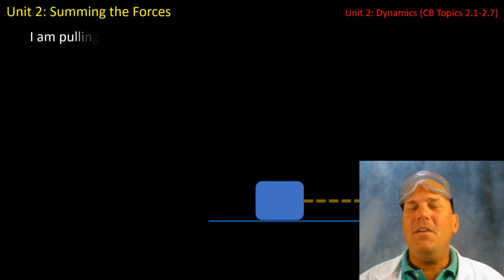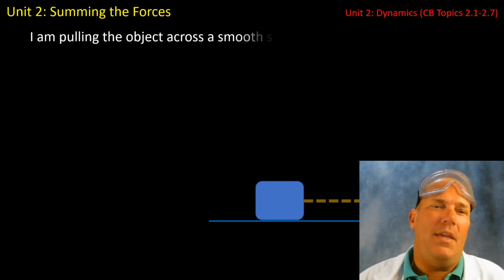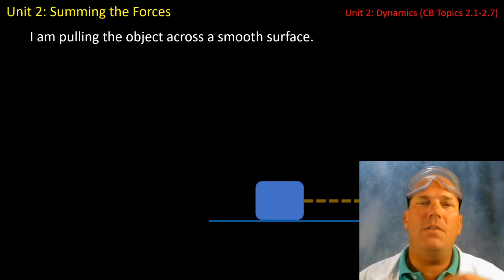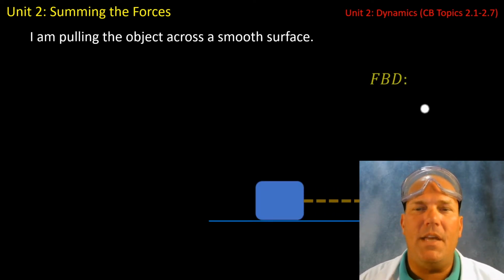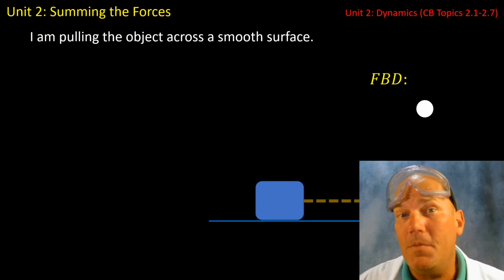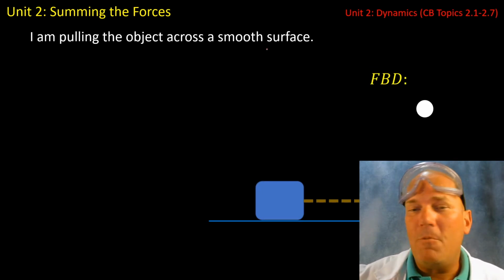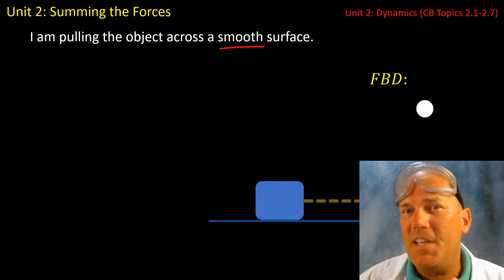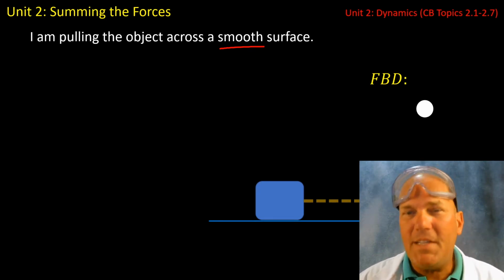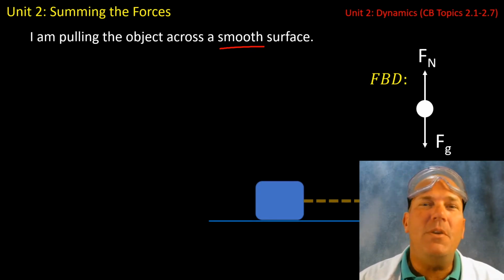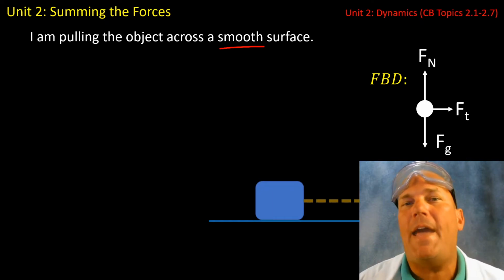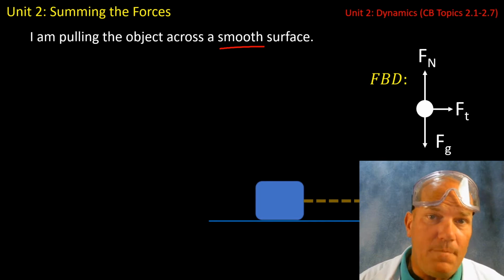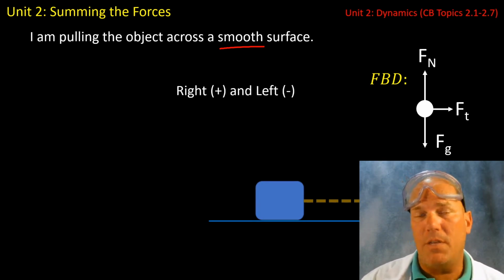Okay, here I'm pulling an object across a smooth surface. Let's analyze this situation starting with our free body diagram. I will underline the word smooth because that implies friction is negligible. So we're going to neglect friction, which means we only have 3 forces in total acting on this object, 2 acting in the y direction and only 1 acting in the x direction.